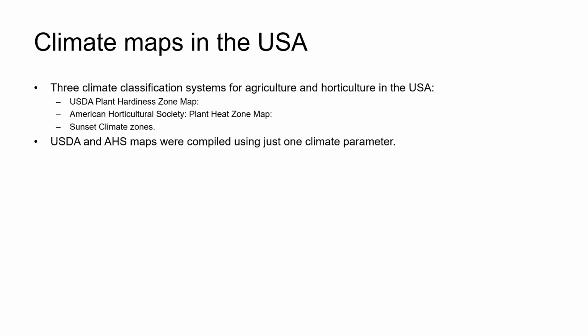There are 3 climate zone maps in the US, of which 2 are in common usage: the USDA Plant Hardiness Zone Map and the Sunset Climate Zone Map. The third system is one that was put together by the American Horticultural Society. The USDA and AHS systems can't really be considered climate maps as such, as they each only take one climate parameter into account. However, the USDA plant hardiness zones often appear on marketing materials for plants, so it's important for us to be aware of them and know what they refer to.